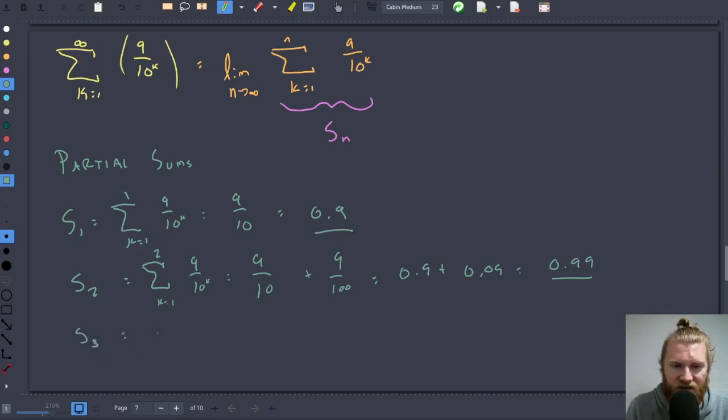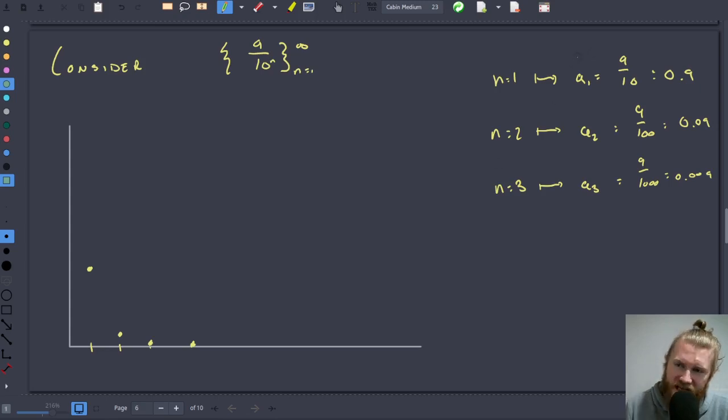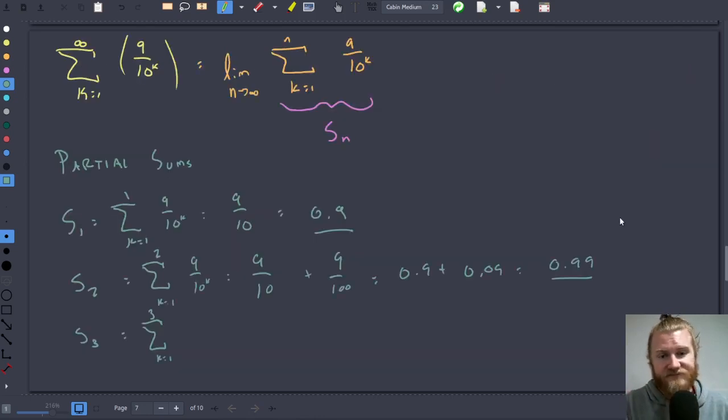S sub 3 is going to be the first 3 terms. So what we're really doing is taking these terms that we found individually and adding them up cumulatively, right? For the first partial sum, we just look at the first term. For the second partial sum, we look at the first 2 terms added up. For the third partial sum, we look at the first 3 terms added up, etc., etc., etc.